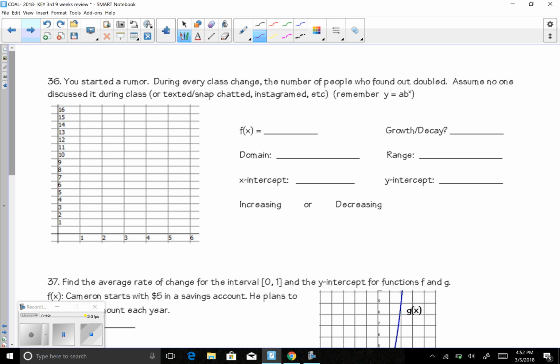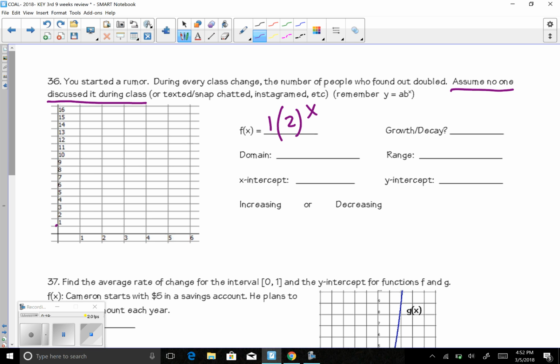36. So this is, you start a rumor, and it's going to double in between class changes. So you start with one person times 2 to the x. This is one of these that your domain and your range is going to be discrete. This is a problem where you would not connect the dots because no one is discussing during class, only during class changes.